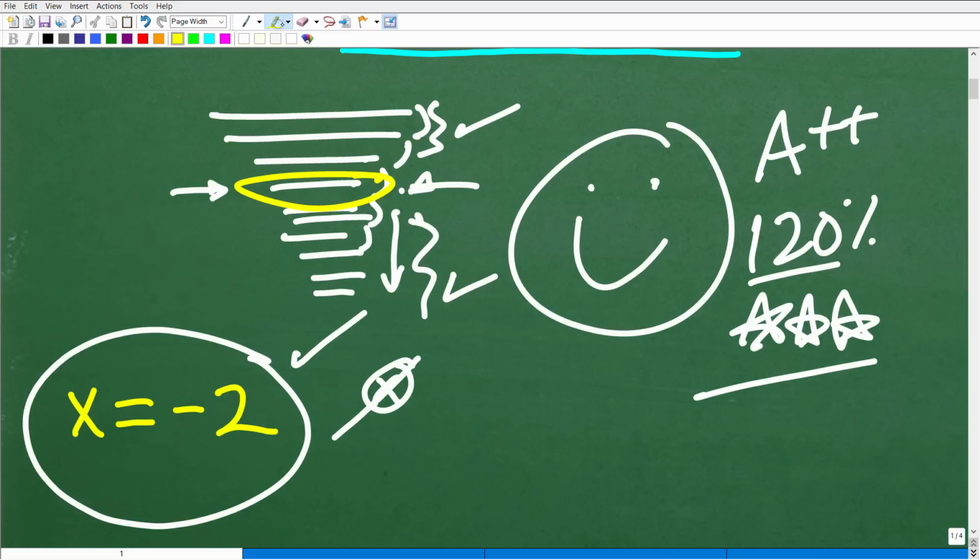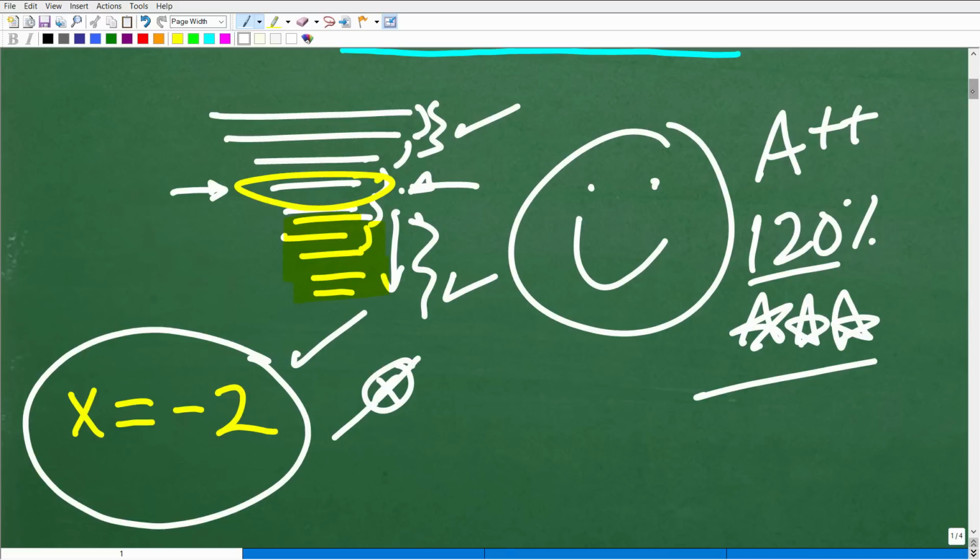Okay, so the key to really managing a problem that takes a lot of different steps is to grade yourself as you go. And the only way you can do that is to be neat, organized, structured, and just take your time. All right, this stuff is a lot of work.